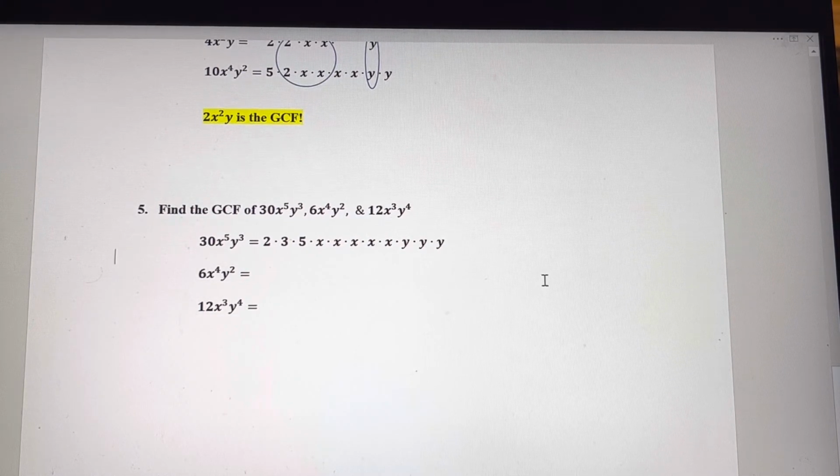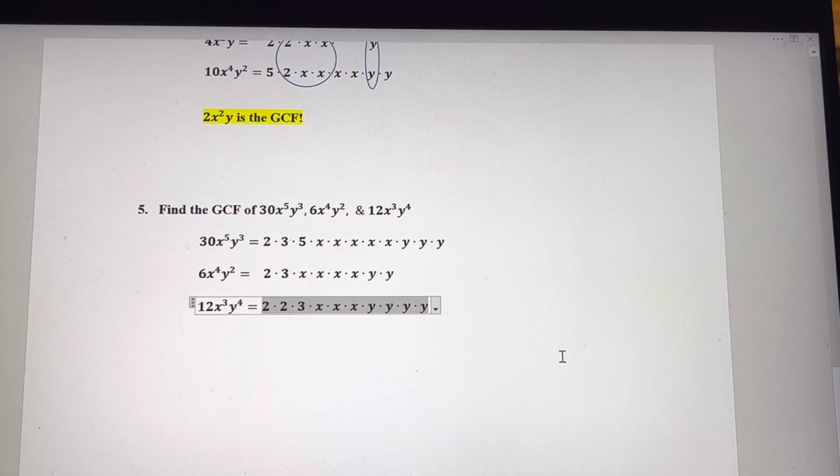6, prime factorization, 2 times 3, x to the fourth. Notice we've got 4 x's here, y squared, we've got the 2 y's there. And then 12, prime factorization, 2 times 2 times 3, x cubed means we have 3 x's there, y to the fourth, we have the 4 y's there.